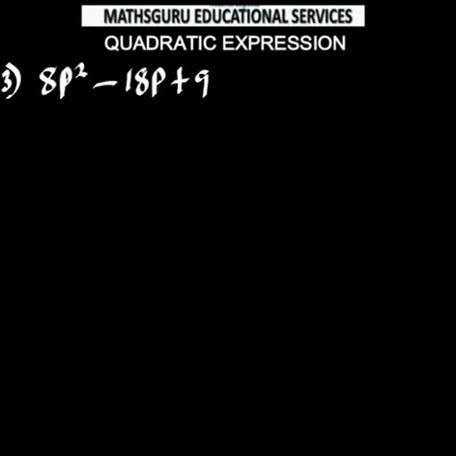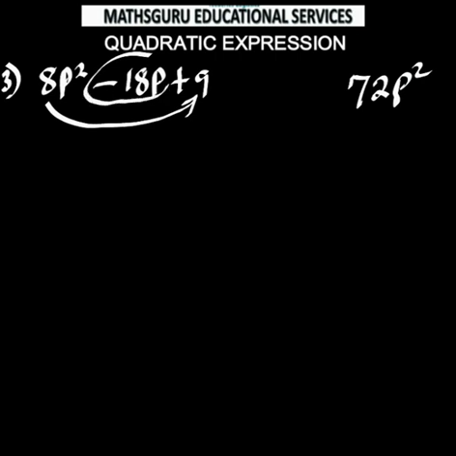Let's move to the next question. As usual, we multiply the first and the last. So we have 8p squared times 9, and this will give us 72p squared. So we're going to pick the middle term. We have minus 18p. Take note of this. So let's have the factors of 72.